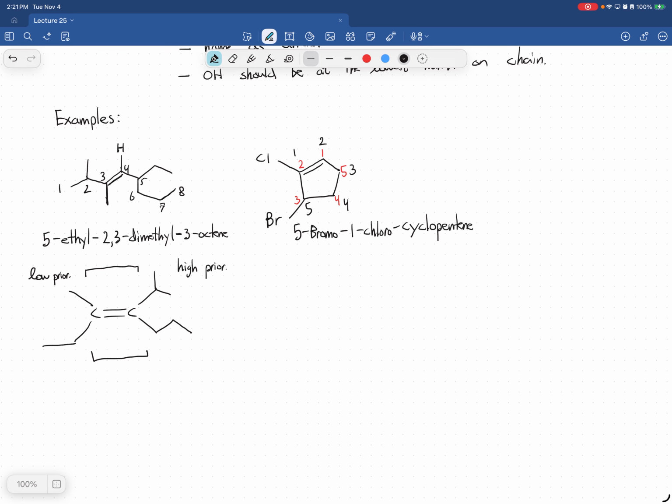So let's put the low priority, high priority. Okay. Now let's look at the bottom. What is high priority in this case?